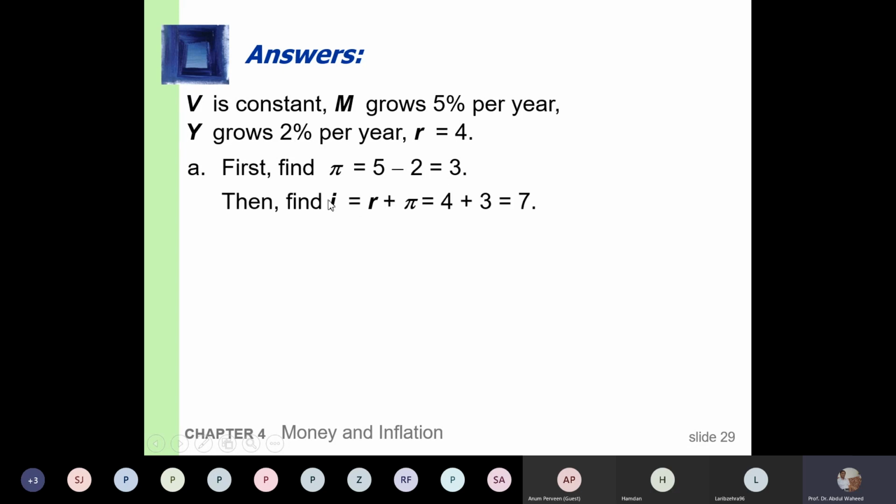Now we know that nominal interest rate equals real interest rate plus inflation rate. So 4 is the real interest rate, 3 is the inflation rate. So then nominal interest rate is 7%. So your answer is correct.